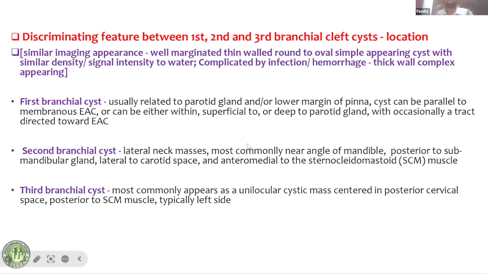So how to differentiate first versus second versus third branchial cleft cyst? It is based upon the location. First branchial cleft cyst is typically within the parotid or close to the parotid. Second branchial cleft cyst is located near the angle of the mandible, posterior to the submandibular gland, lateral to the carotid space, and anteromedial to the sternocleidomastoid. Third branchial cleft cyst is typically located in the posterior cervical space and typically on the left side.